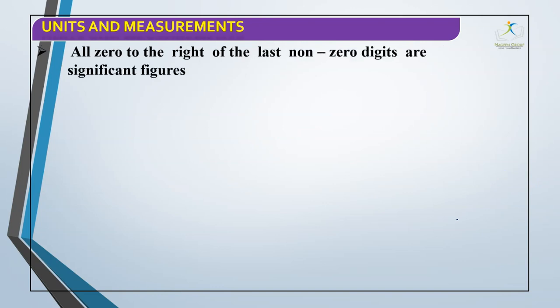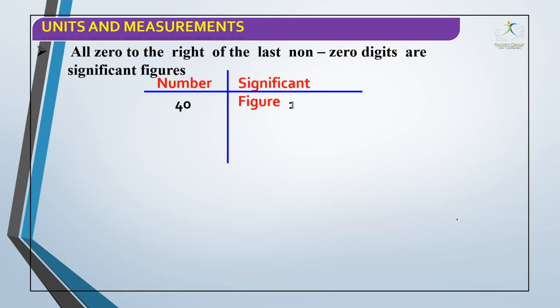All zeros to the right of the last non-zero digit are significant figures. Means if I'm taking a particular value, the zeros after the last non-zero digit are significant also. Like if I give the number 4.0, the significant figures will be 2, students. So here confusion may arise for you. This needs practice from yourself, otherwise things will be very easy in the case of significant figures.